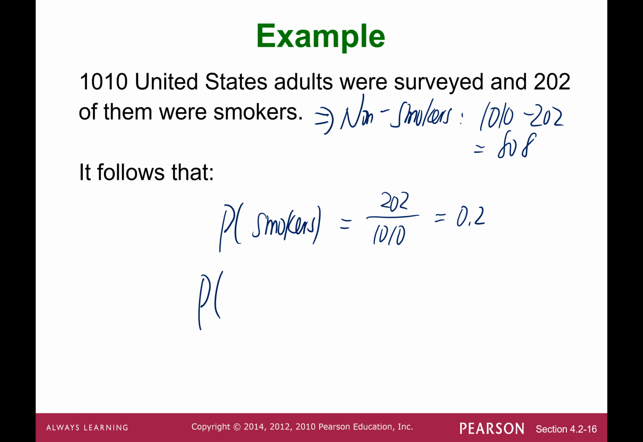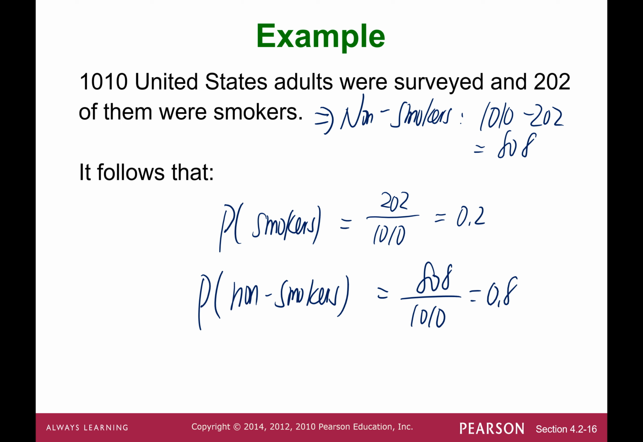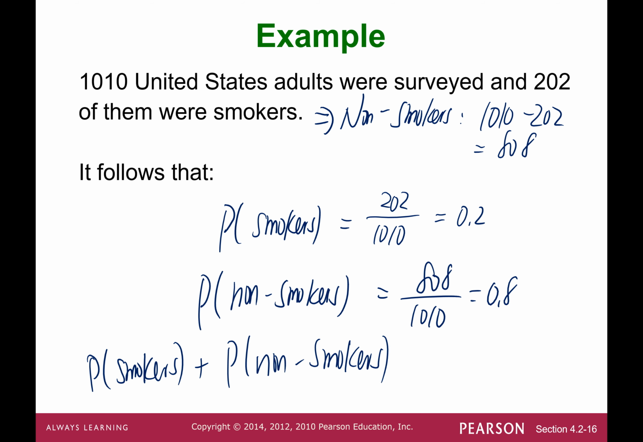Probability of non-smoker will be 808 over 1010. Turned out to be 0.8. If you sum up those two, probability of smoker plus non-smokers, turned out to be 1. 0.2 plus 0.8, that's 1.